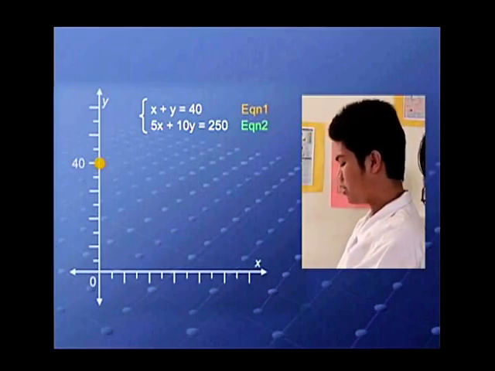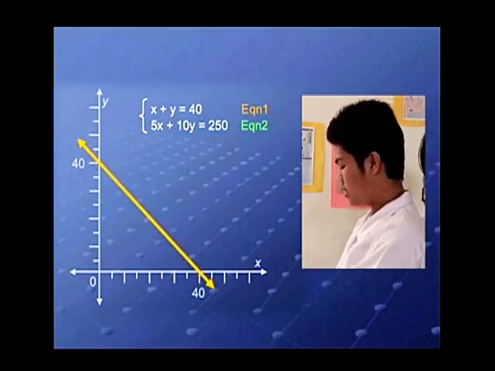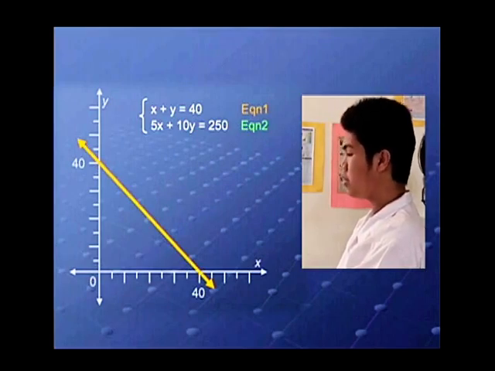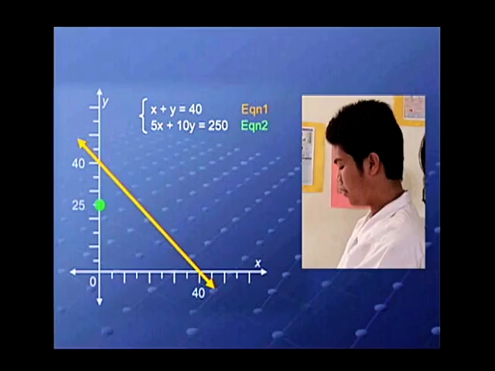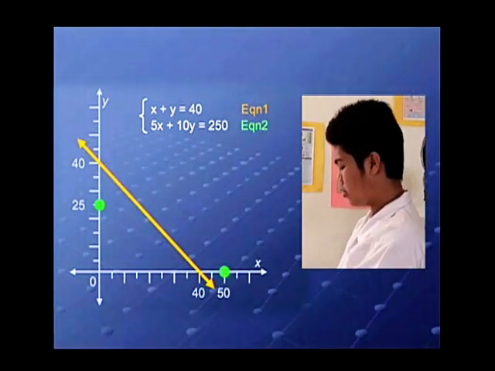And if y equals 0, x equals 40. So the line goes this way. In the second equation, if x equals 0, y equals 25. And if y equals 0, x equals 50. So the line goes this way.